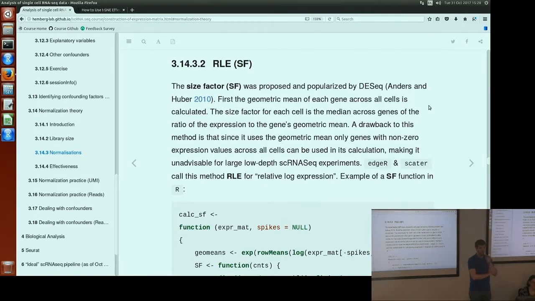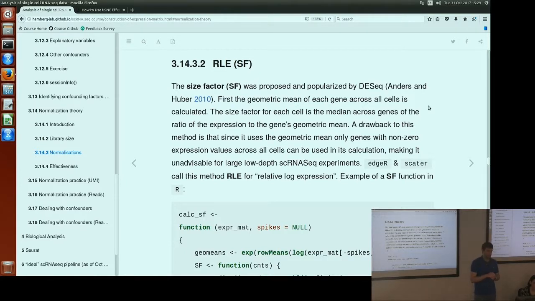So another approach we call RLE here, which stands for relative log expression, and this is the size factor that was proposed and popularized in the DESeq paper in 2010, so coming out of bulk RNA-seq methods. And this was a method to try and address that issue that if we have a set of genes that's very highly expressed in some cells and not expressed in others, then normalizing on total counts per cell can induce the appearance of differential expression.